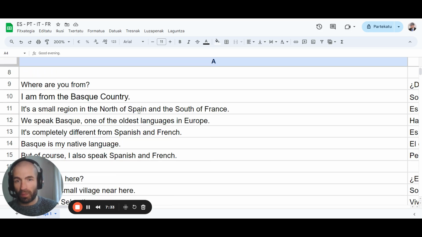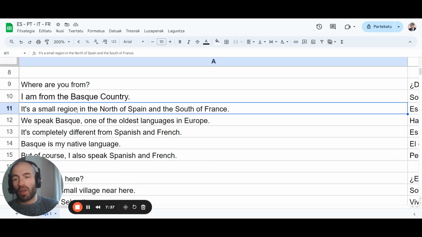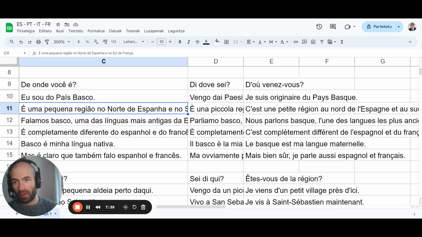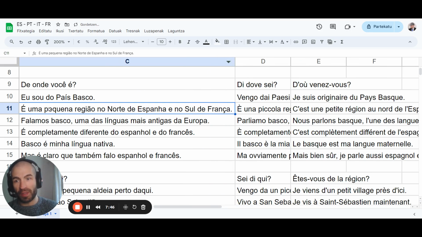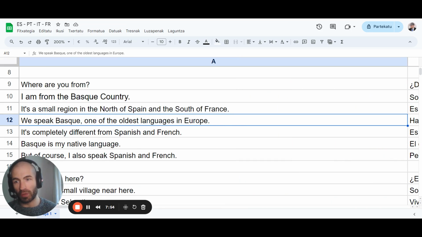One last thing: if this is too hard, because then later, like where you're from, and then we're talking about Basque. It's a small region in the north of Spain, in the south of France. This is like uma pequena região no norte da Espanha e no sul de França. This is long. Yeah? Falamos basco, uma das línguas mais antigas da Europa. These are longer sentences. It's much more difficult.